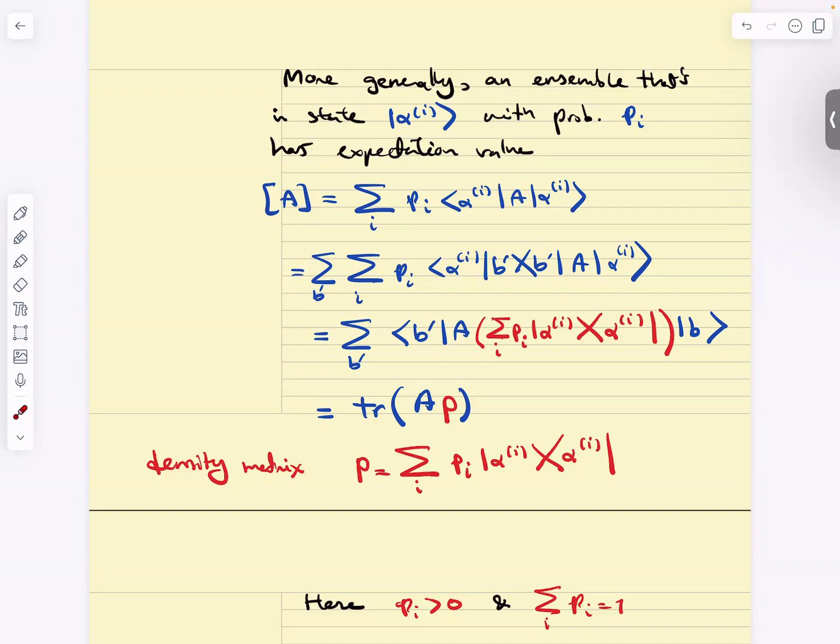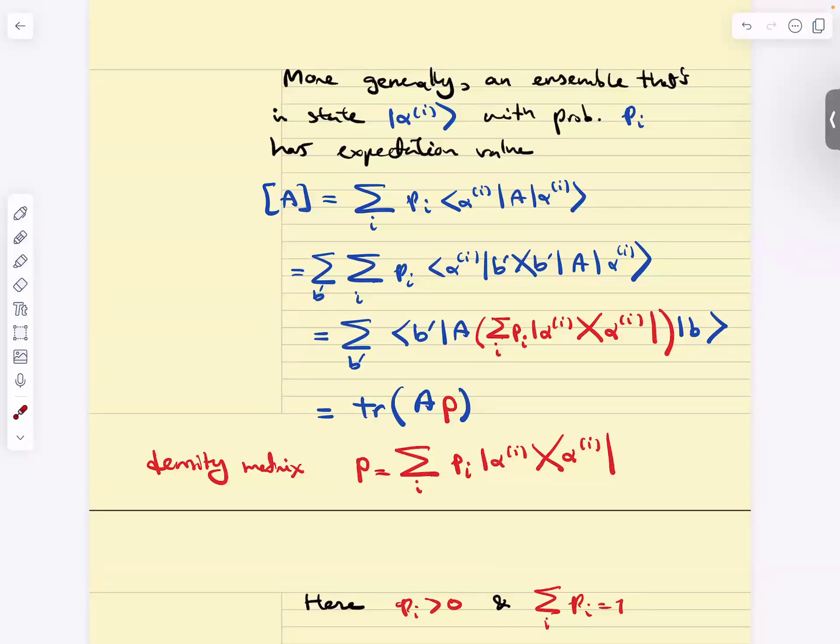The expectation value of A in the pure state ket alpha i is that thing. With probability p_i, you have that thing, so you sum over them to get the expectation value. This step is classic. Now, insert a resolution of identity for your favorite observable B.